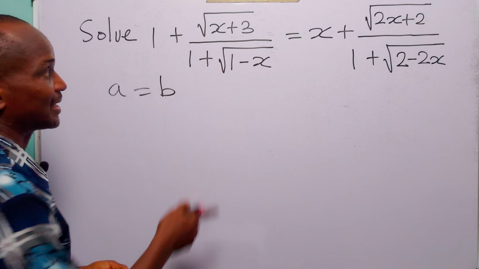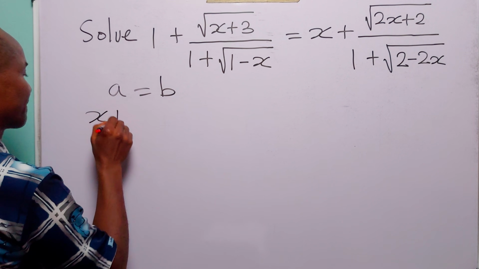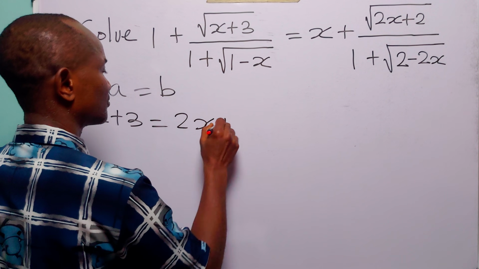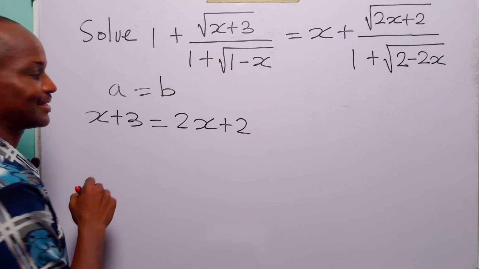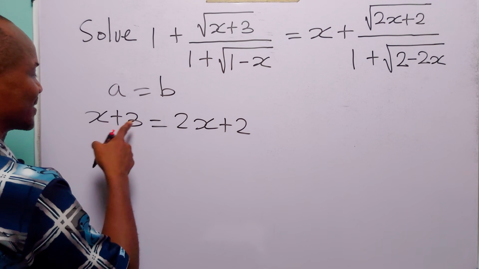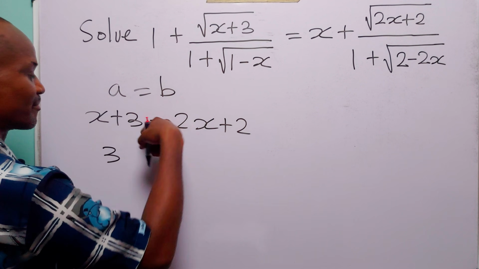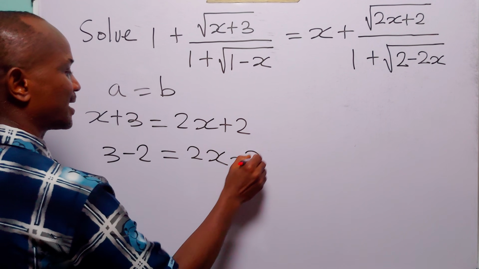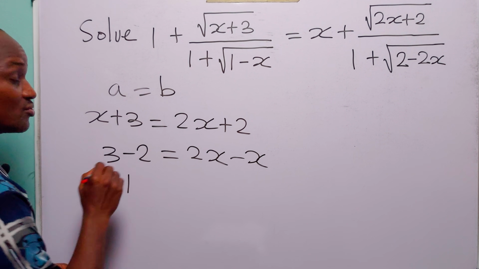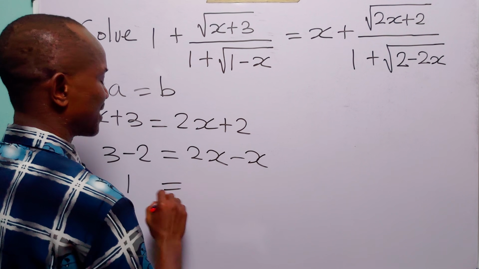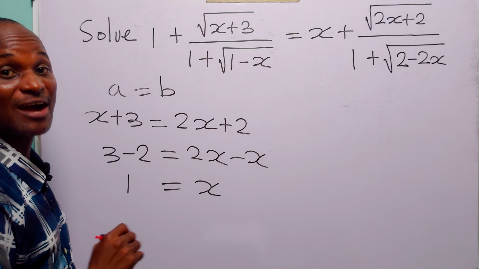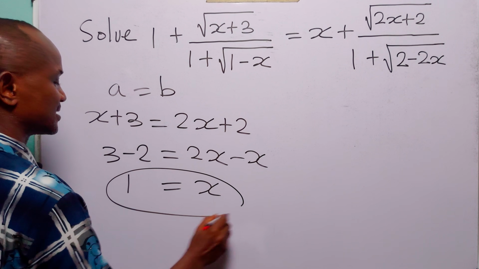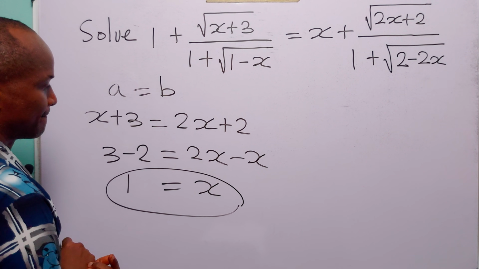And of course, now remember that a is x plus 3 and b is 2x plus 2. Collecting like terms, we have 3 minus 2, and this is equal to 2x minus x. 3 minus 2 is 1, and 2x minus x is x. So we have that the only real value of x that satisfies this radical equation is x equal to 1.